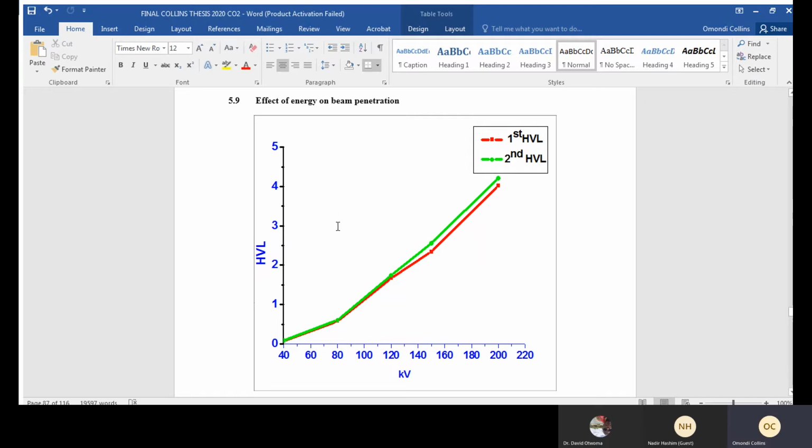But another reason for this is for the low energy, the photoelectric effect is predominant at this level. Then as you increase the energy, the Compton effect is predominant in this area. So the first half value layer is photoelectric effect, and the second half value layer is Compton effect. So the deviation is affected by the interaction process.